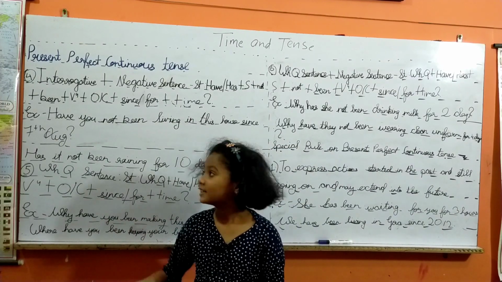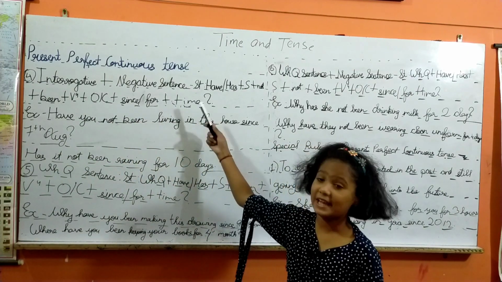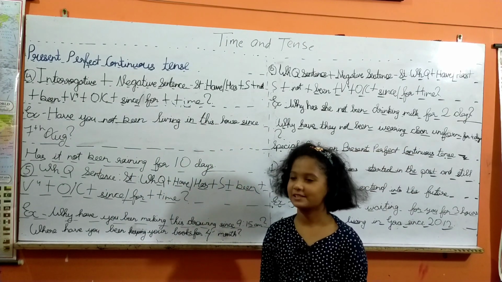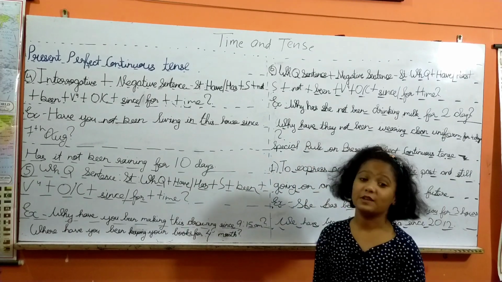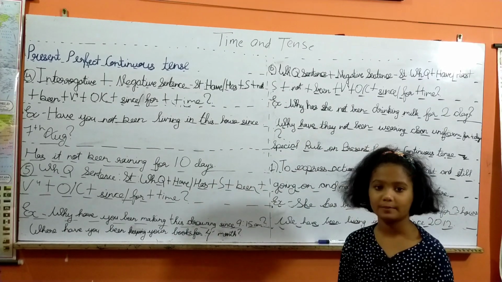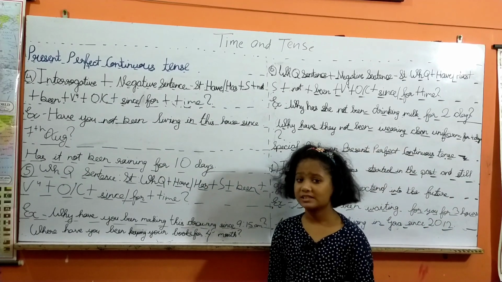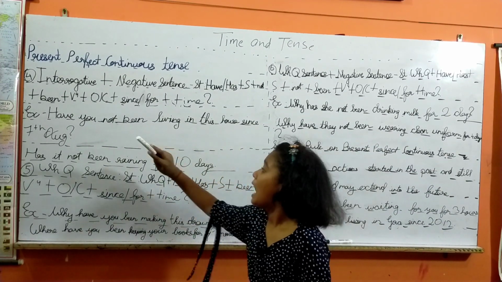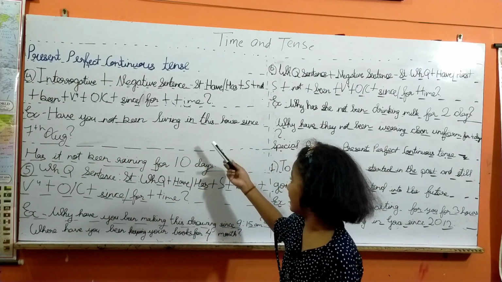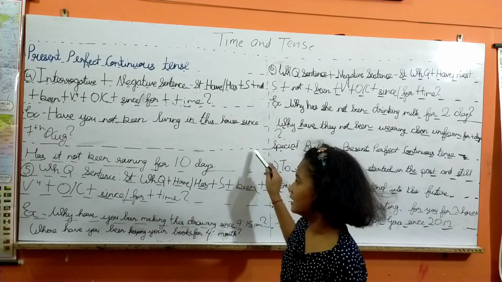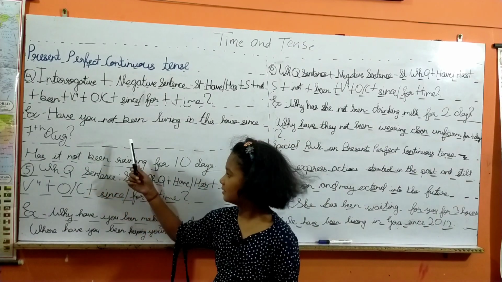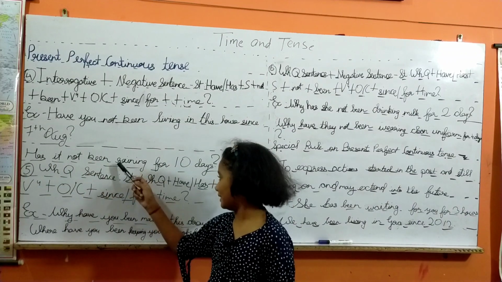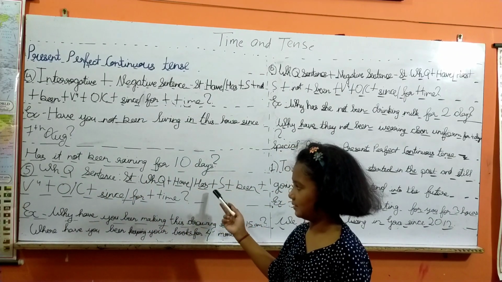Then fourth is interrogative plus negative sentence. Structure is have/has plus subject plus not plus been plus V4 plus object, oblique, complement plus for/since plus time. And then we will see the example. Have you not been living in this house since 7th August?